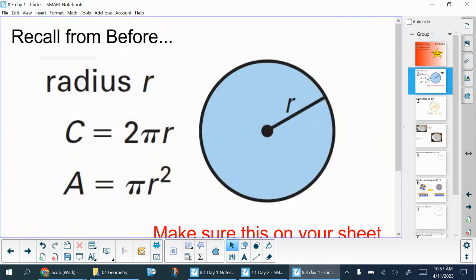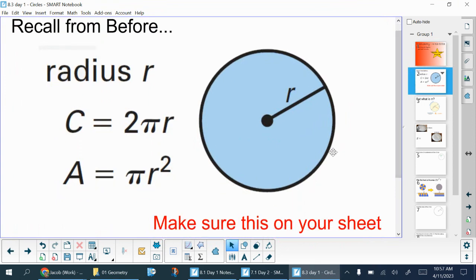So our formulas, I'm not even going to bother pretending that you don't know these. You should know these. If they're not on your sheet already, go ahead and put those on your sheet. The formula for the circumference, which is the distance around a circle, is just perimeter in terms of a circle, is 2 times pi times r.